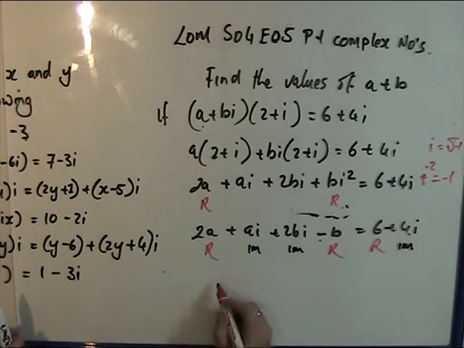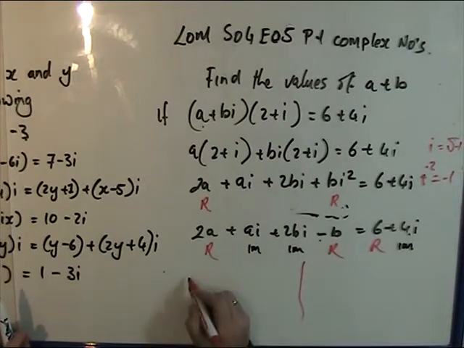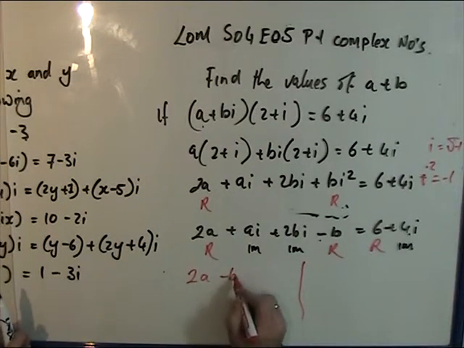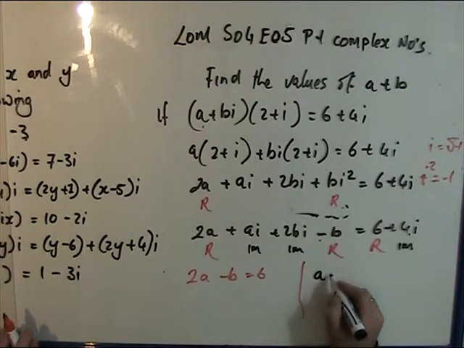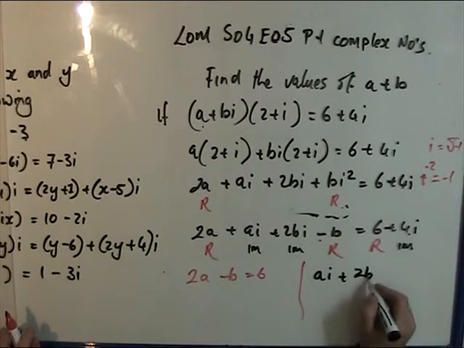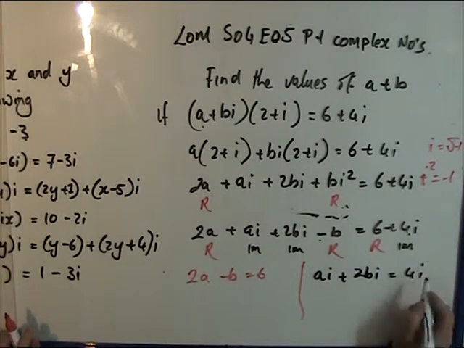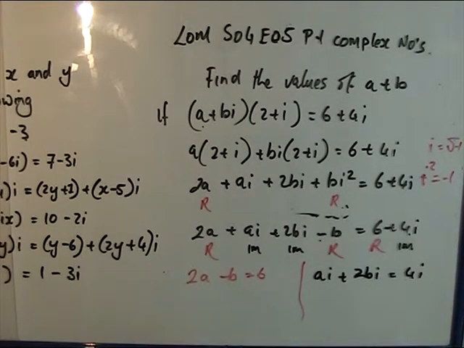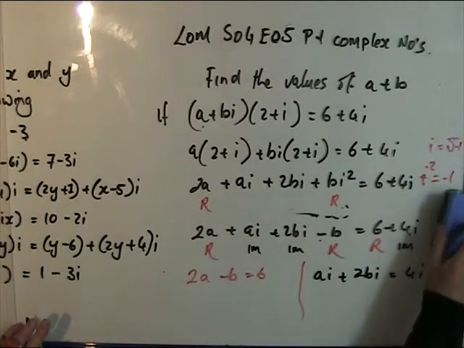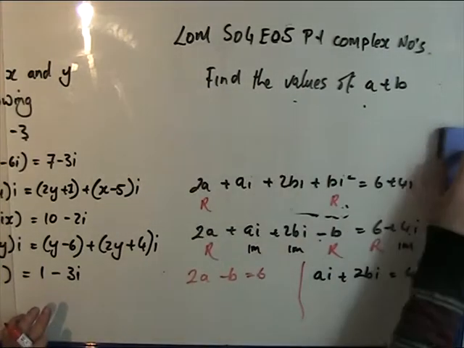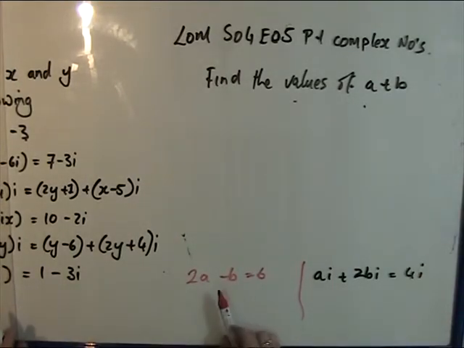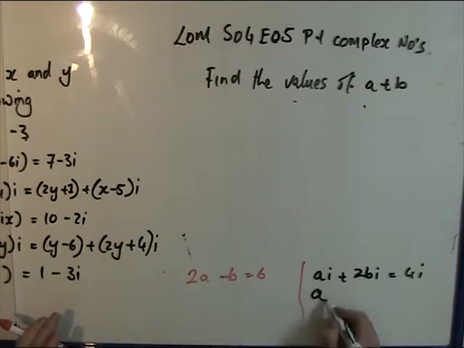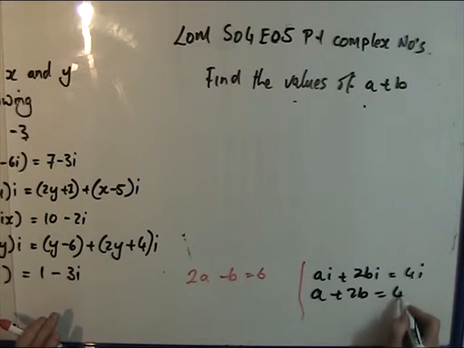So I've got two equations here. I'm going to get the reals together, so I've got 2a minus b is equal to 6, and the imaginary parts, I'm taking ai, I'm going to take out the i in a minute, is equal to 4i. Okay, so I've got 3 there, 3 there, so that's everything. Now I'm going to rub this out, and I'm going to make an equation out of this. So now I have a, b and a, b. This now changes, take out the i's, a plus 2b is equal to 4.